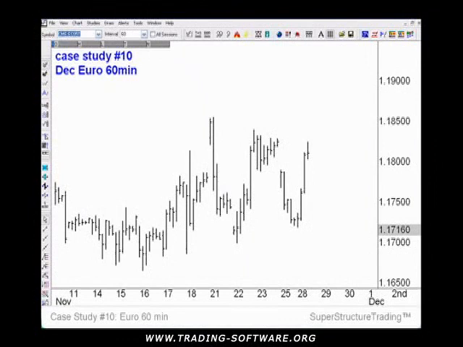Case study number 10, December Euro currency 60-minute chart. As you look at this last thrust going up, we see that it is a strong thrust. It is a move with a lot of long bars end to end. It has a very good chance of breaking above this high or even this high. Let's project forward and analyze the situation closer.